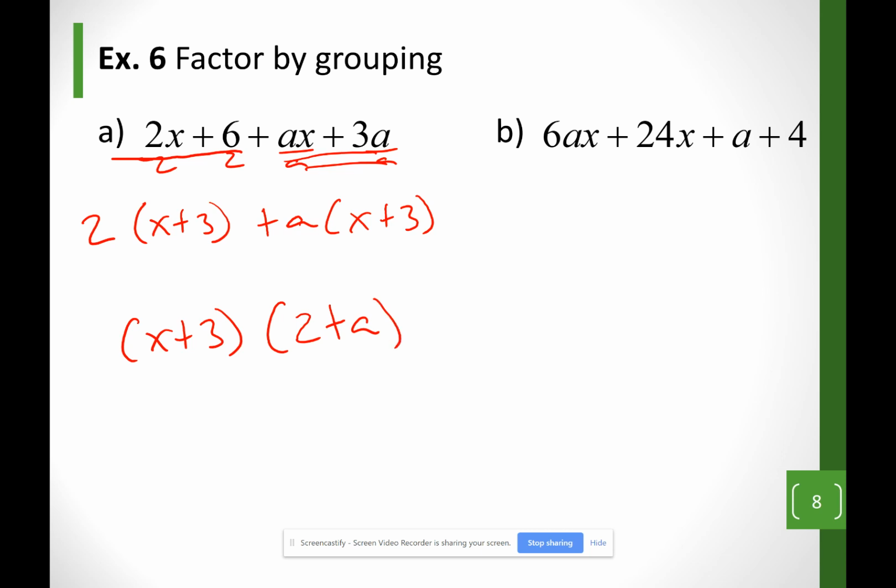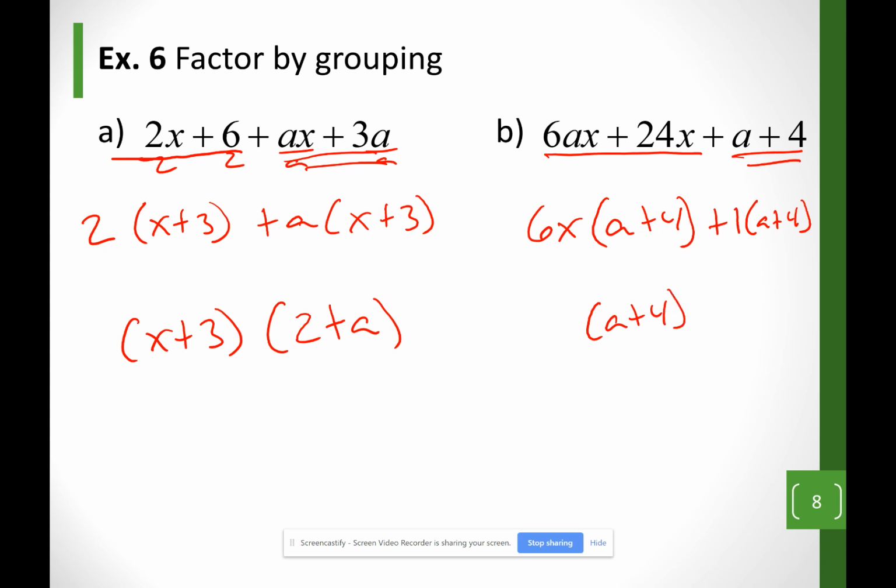Same thing I'm going to do for example B. On my first 2 terms, let me factor a 6x out. Divide each of those 2 terms by 6x, and we're going to have a plus 4. Looking at the last 2 terms, let me factor a 1. Let me divide both by 1, and I have a plus 4. I have to factor something. So my factorization will end up with a plus 4 and 6x plus 1.